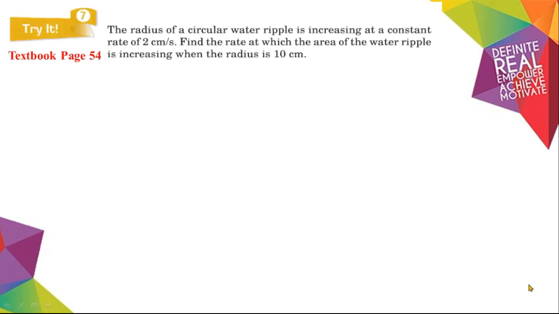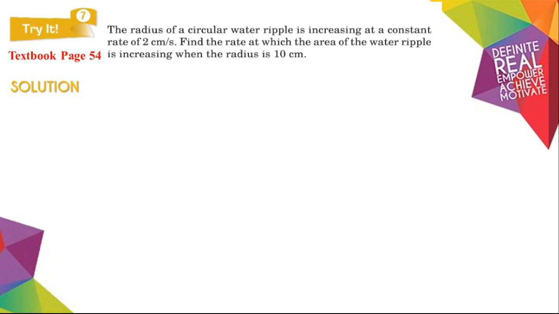Let's try this question. The radius of a circular water ripple is increasing at a constant rate of 2 cm per second. Find the rate at which the area of the water ripple is increasing when the radius is 10 cm. So here is the solution.